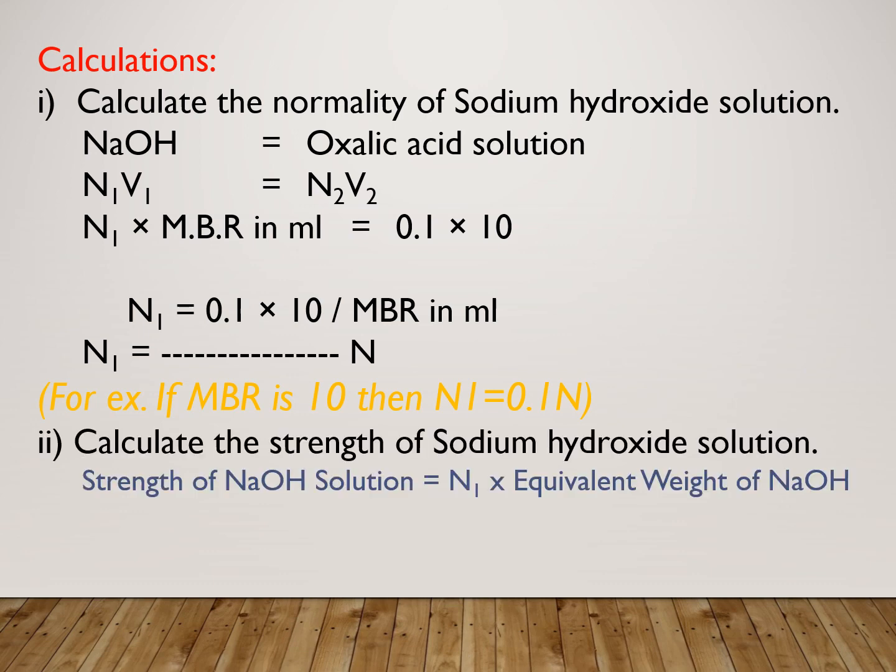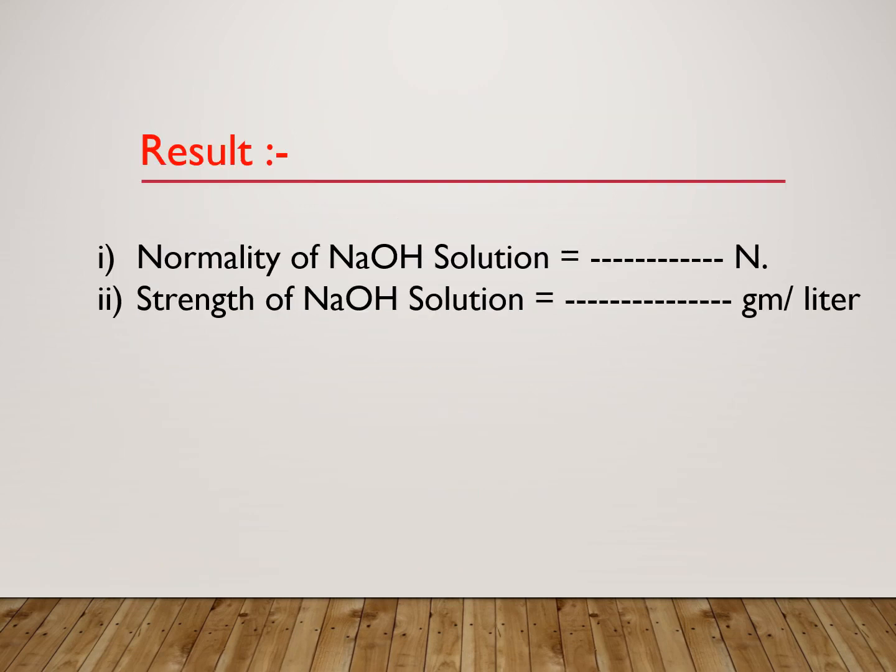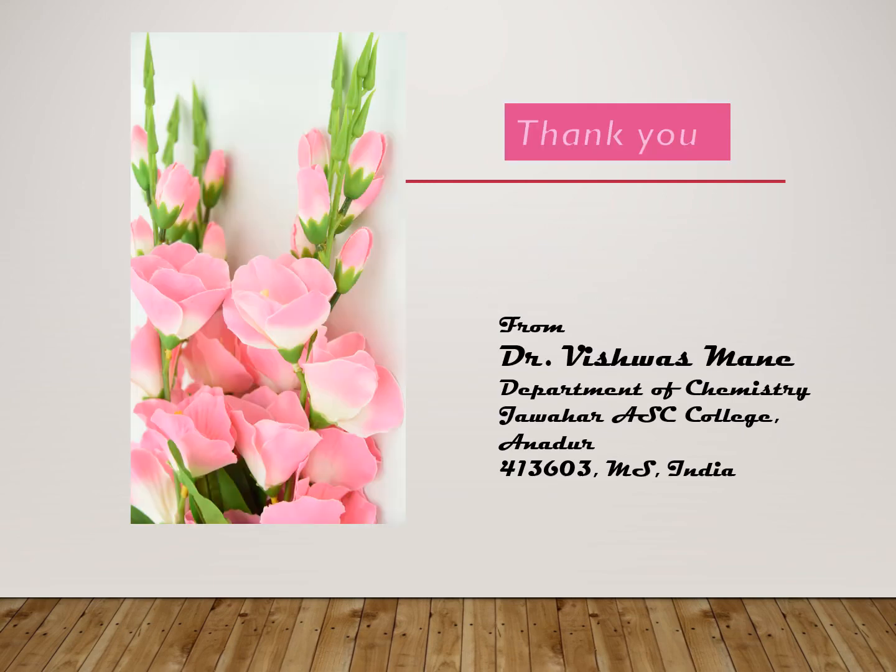Second, to calculate the strength of sodium hydroxide, it is equal to N1 into the equivalent weight of sodium hydroxide. For example, if the normality of NaOH is 0.1, then the strength of NaOH should be equal to 0.1 into 40, that should be equal to 4 gram per liter. Finally, we should quote the result in such a way that the normality of NaOH is equal to dash dash normal and the strength of NaOH solution is equal to dash dash gram per liter. Hope you understand. Thank you.